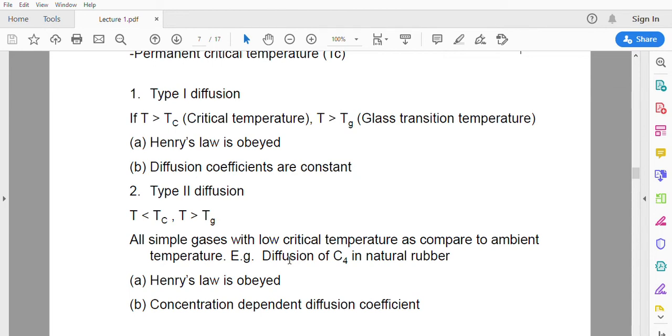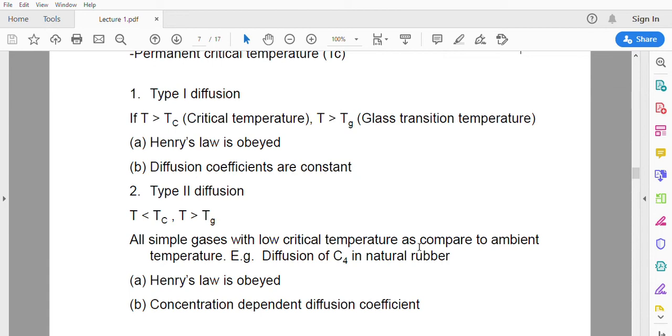So these gases are present below the critical temperature. If you want to separate these gases using a natural rubber membrane, natural rubber at room temperature is above its glass transition temperature. It is rubbery, it shows rubbery phenomena.